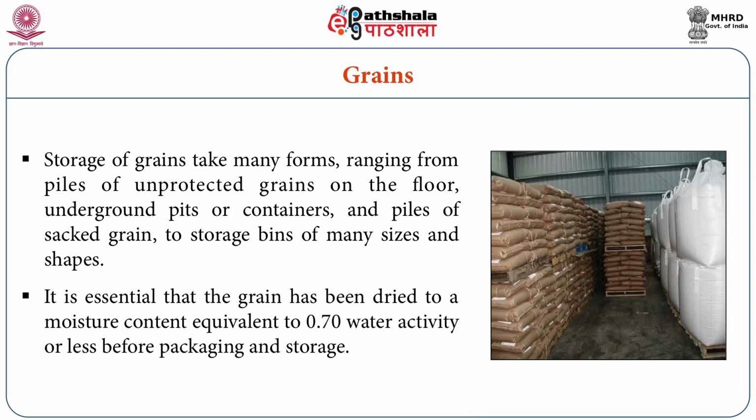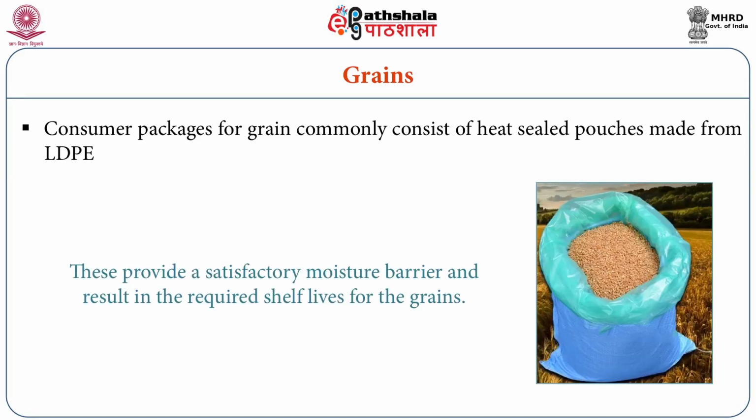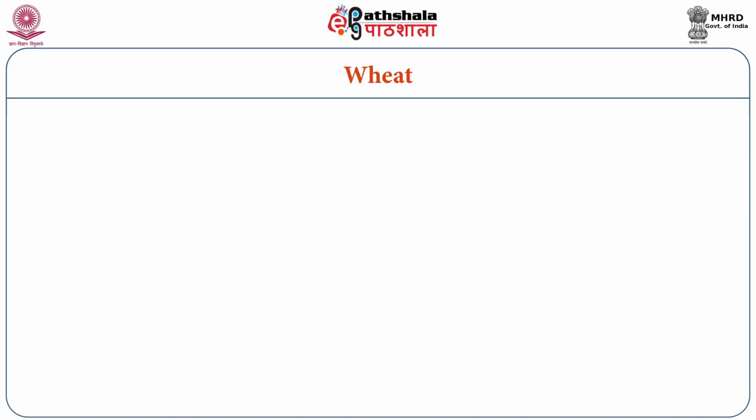It is essential that the grain has been dried to a moisture content equivalent to 0.7 water activity or less before packing and storage. Consumer packages for grain commonly consist of heat sealed pouches made from LDPE, that is linear low density polyethylene. This provides a satisfactory moisture barrier and results in required shelf life of the grains. Now, we will talk about wheat grain or packaging of wheat grains.